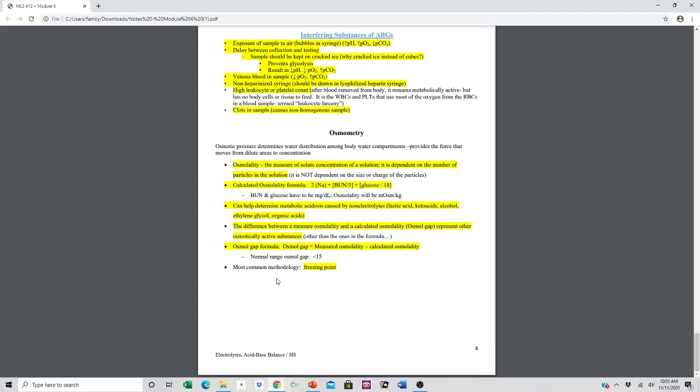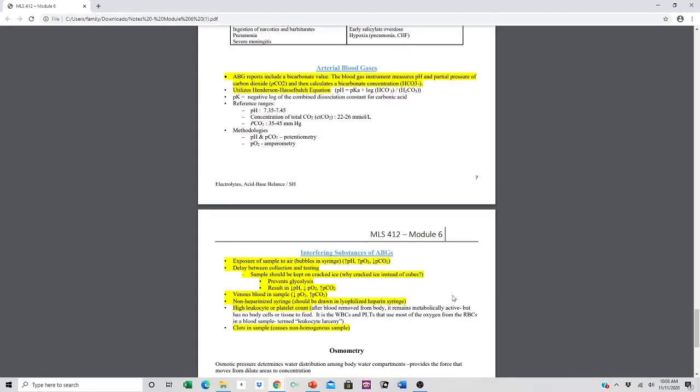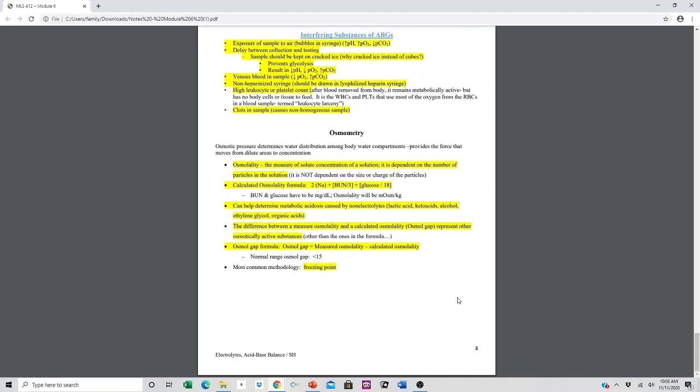Okay, and the most common method of doing osmometry is freezing point. I have nothing else to say about that.